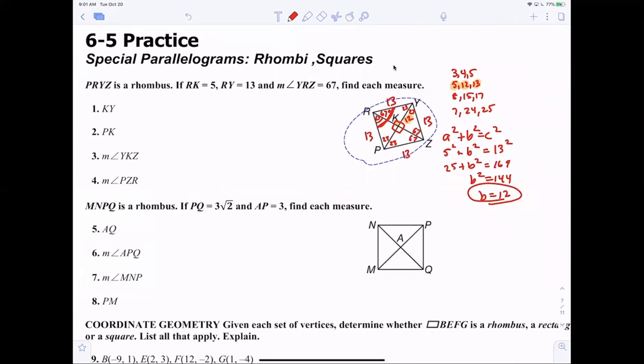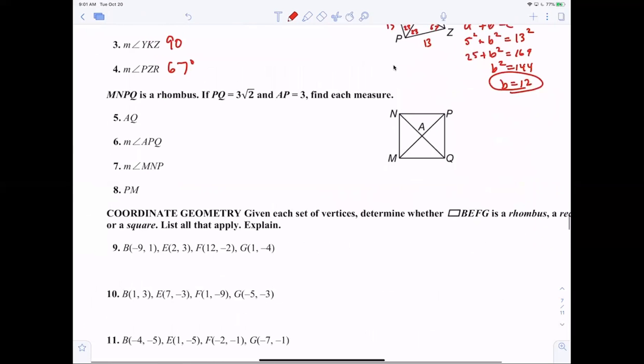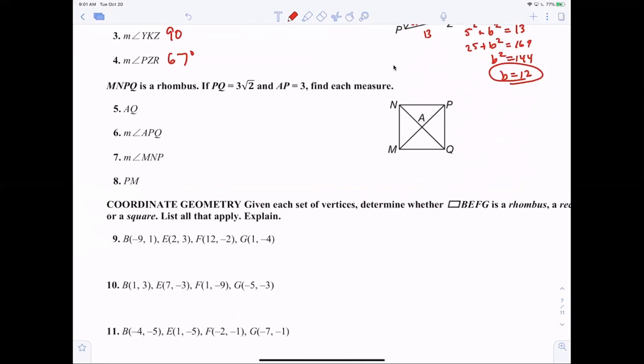What's KY? 12. What is PK? Good. What's YKZ? What's PZR? How much? Yeah. Right. So again, I like to just write all the answers down instead of trying to find each one individually. I think that's easier. All right. Last one. 5, 6, 7, 8. Bless you.